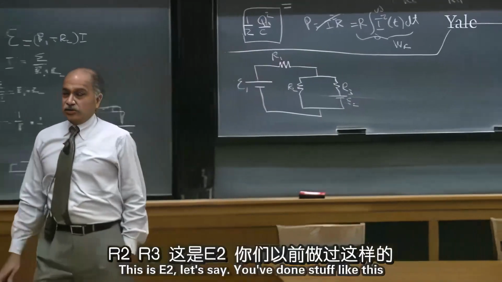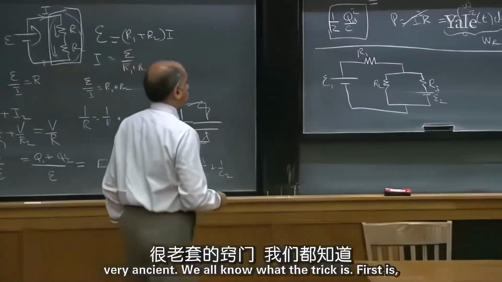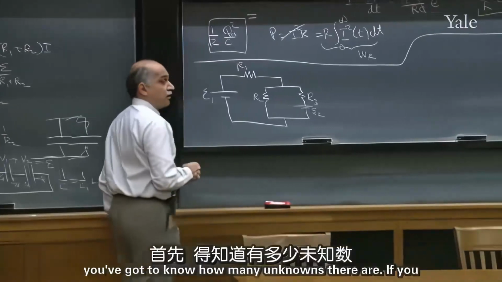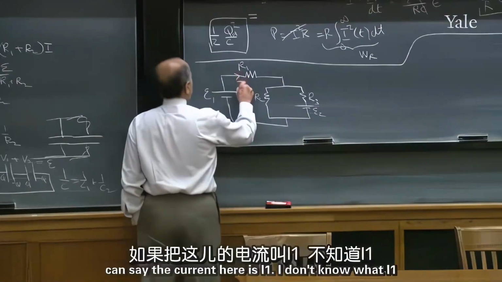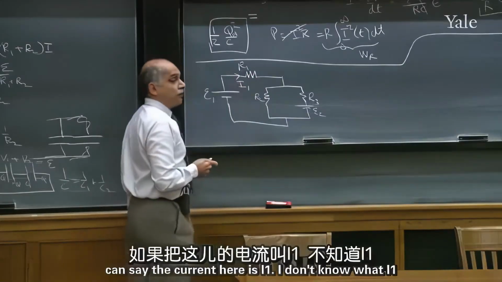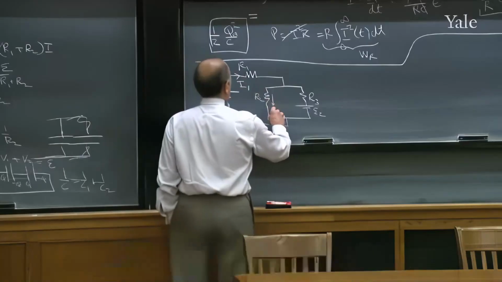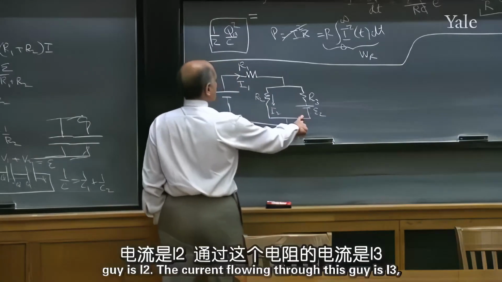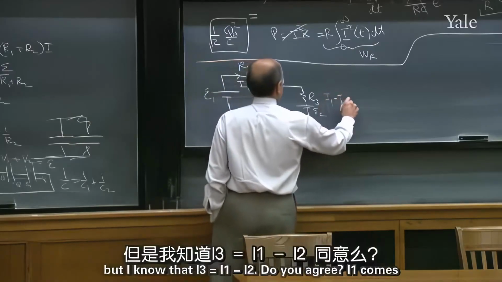Now, you've done stuff like this before, but let me remind you the trick. The trick is very ancient. We all know what the trick is. First, you have to know how many unknowns there are. You can say the current here is I1. I don't know what I1 is. That's an unknown. The current flowing through this one is I2. The current flowing through this one is I3, but I know that I3 is equal to I1 minus I2.